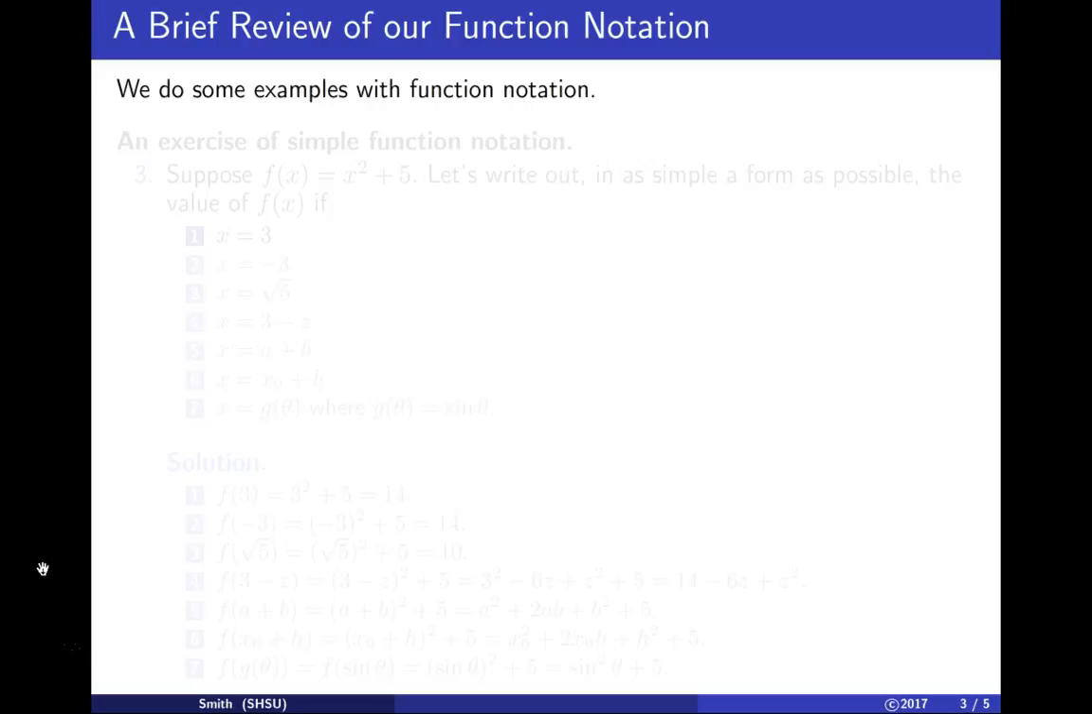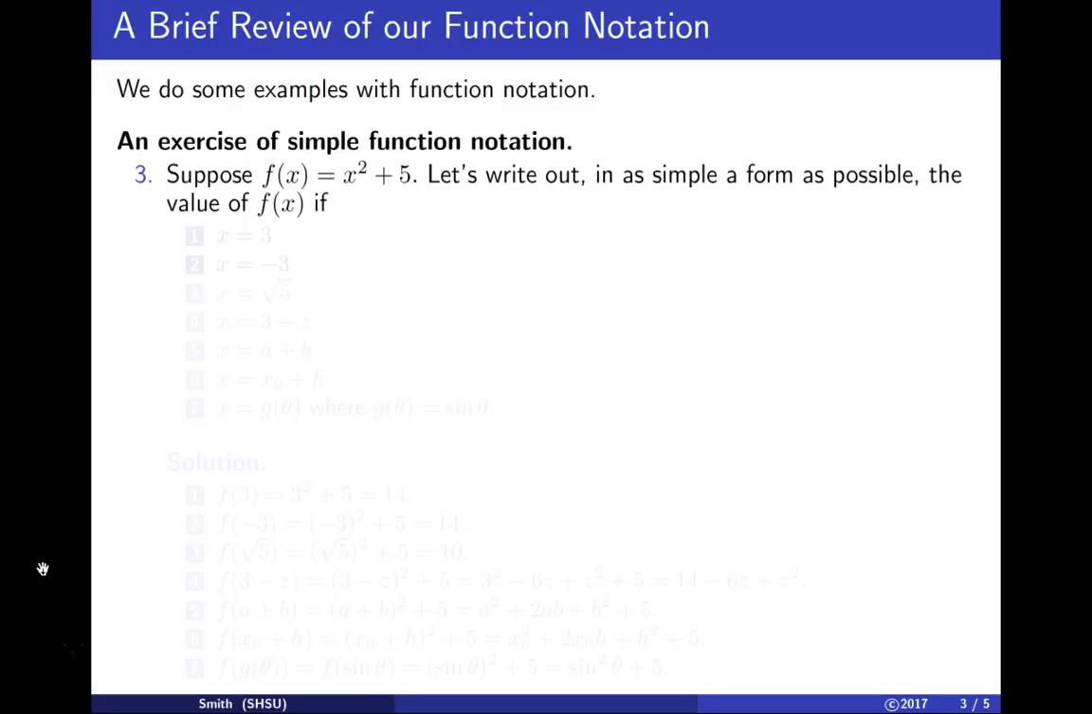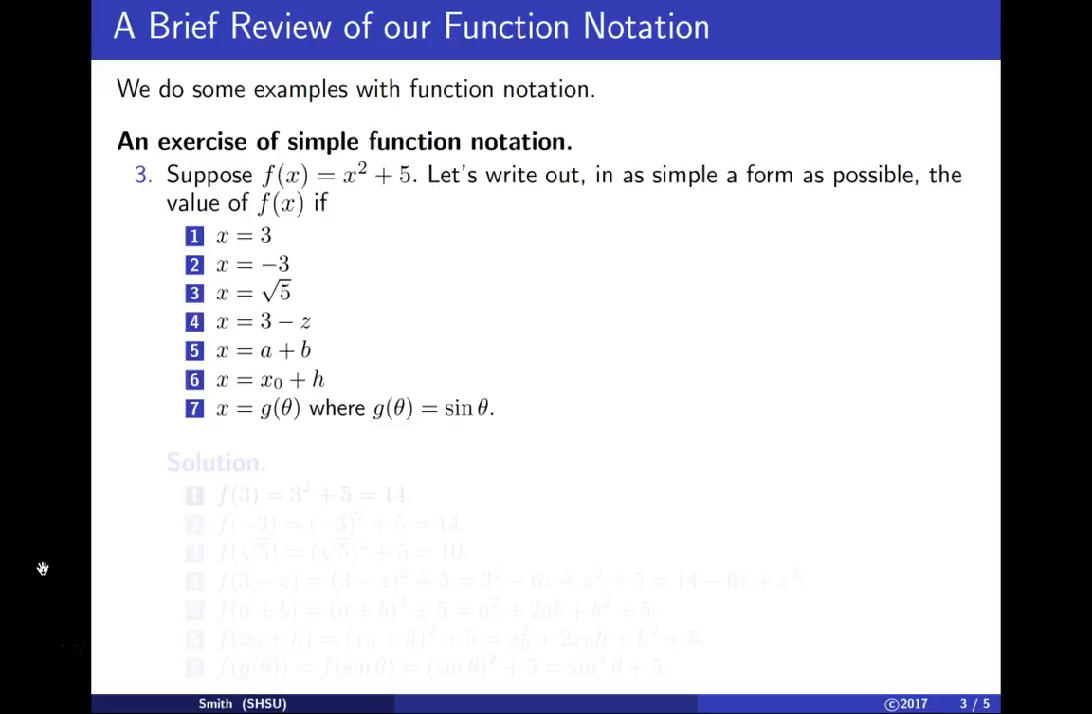Let's do some examples with function notation. A simple exercise is: suppose f of x is x squared plus 5, and write out in as simple a form as possible what happens if x is 3 or minus 3, square root of 5, or something more complicated. If x is 3, then f of 3 is 3 squared plus 5, and we simplify that to 14. If x is minus 3, we get the same result.